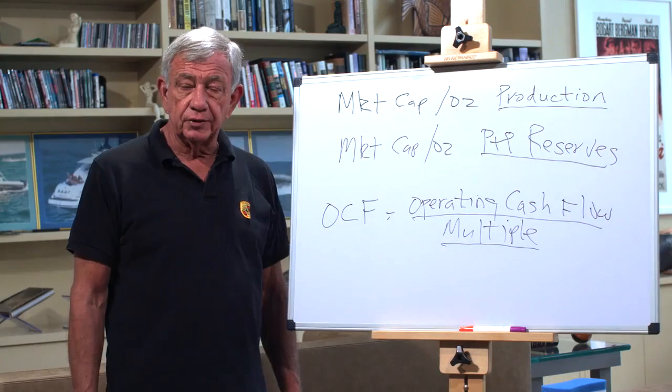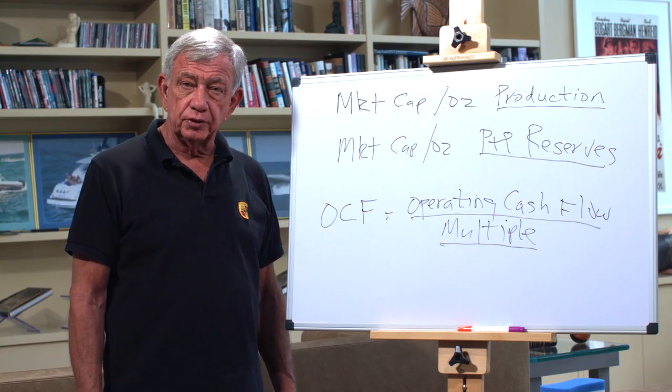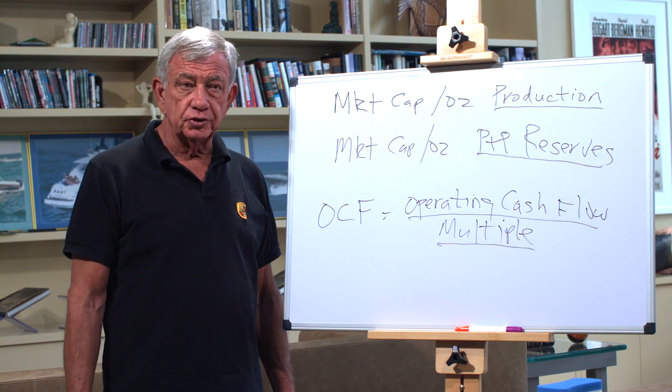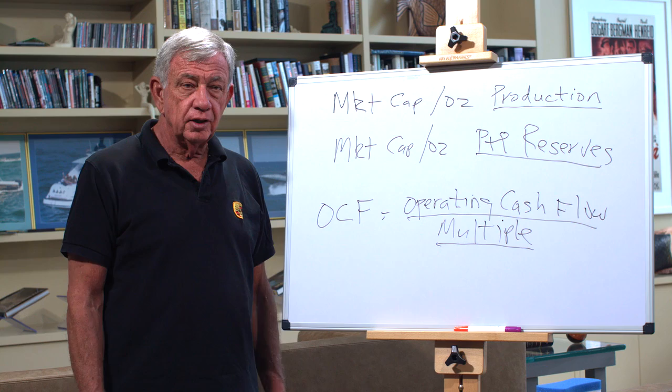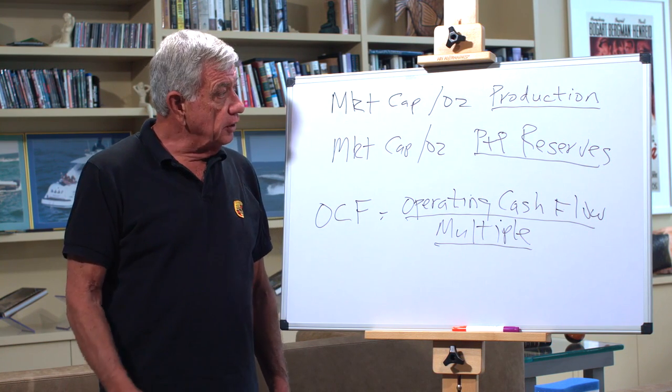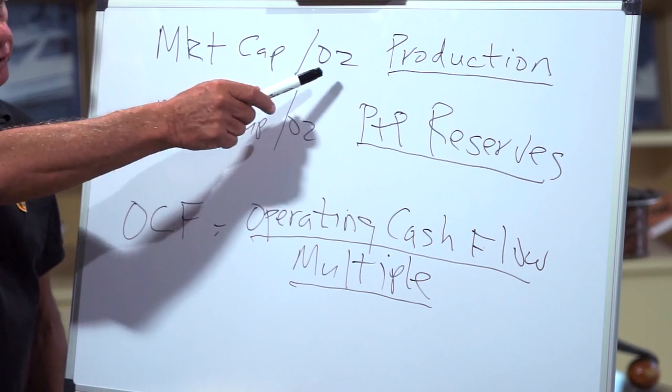I want to discuss with you now the three basic metrics we use to evaluate gold mining stocks. And nobody else uses these metrics. I'm not sure why, but to me they make all the sense in the world, and I hope they will to you. Now, the first one is market cap per ounce of production.